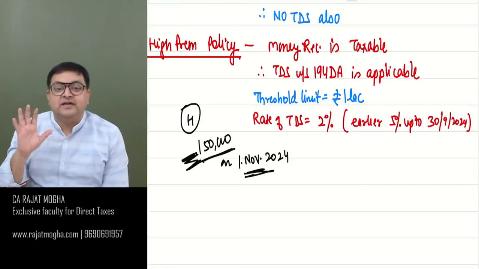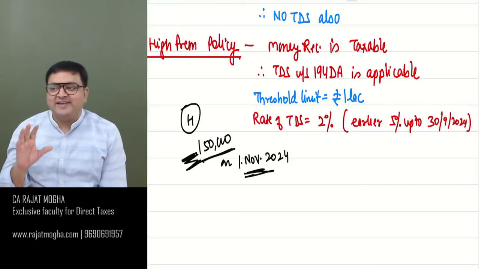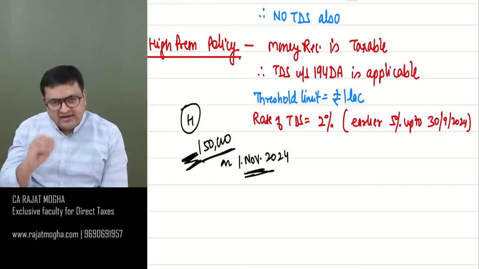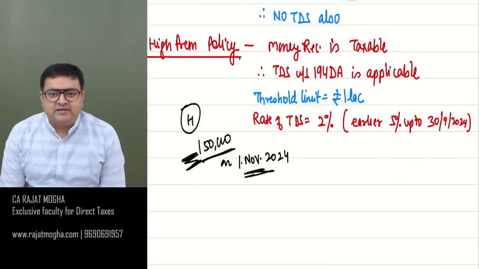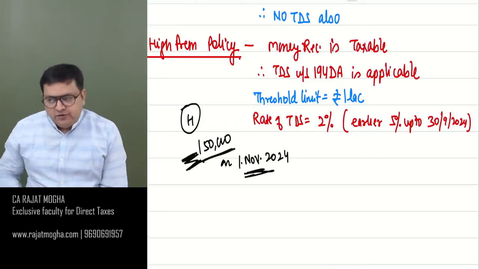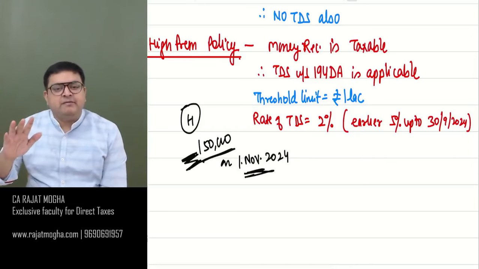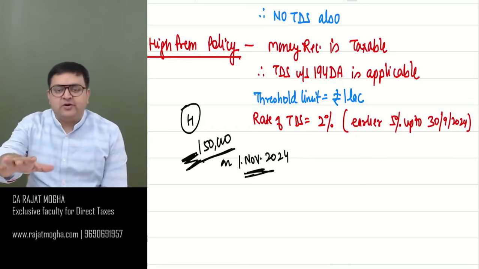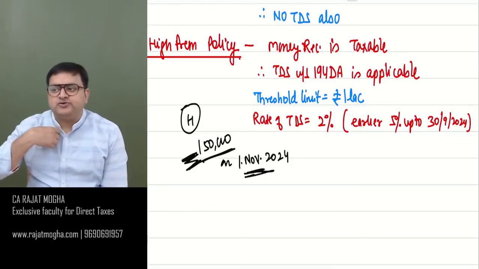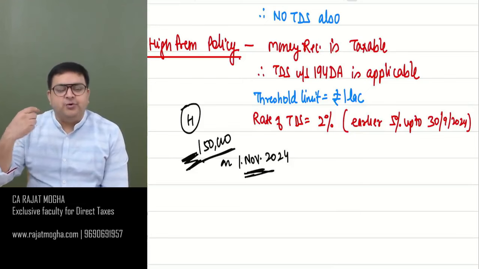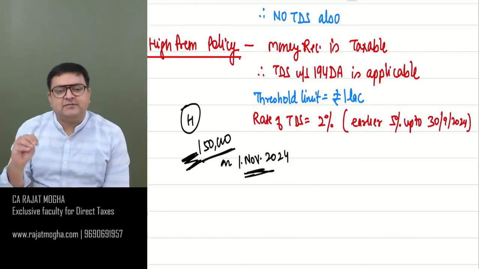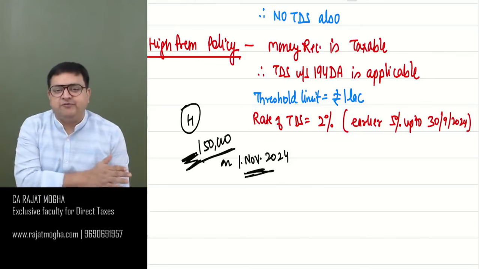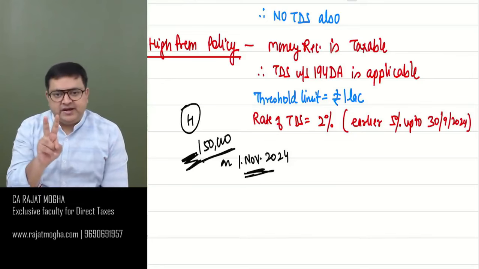Actually, my question was incomplete. 3,000, and intentionally I have given it to you, so that you should not make a mistake in examination. No doubt, it's a high premium policy, taxable in your hands. And since the threshold limit is more than 1 lakh, TDS would be applicable. And since you are receiving this money on or after 1st October 2024, 2% would be the rate.